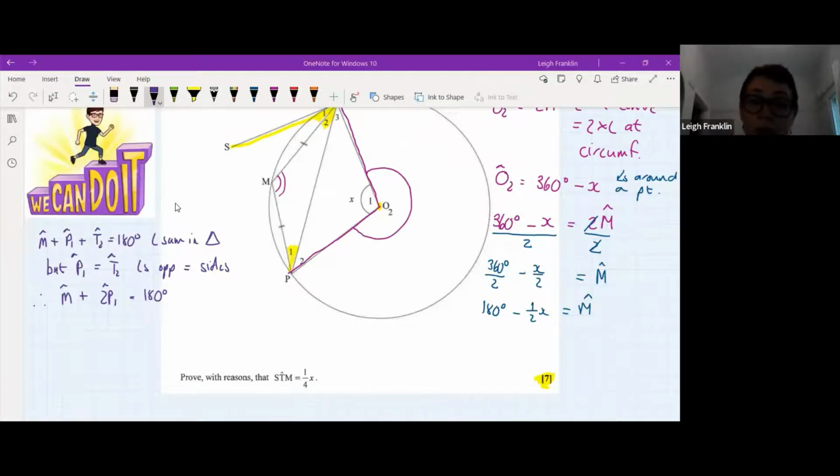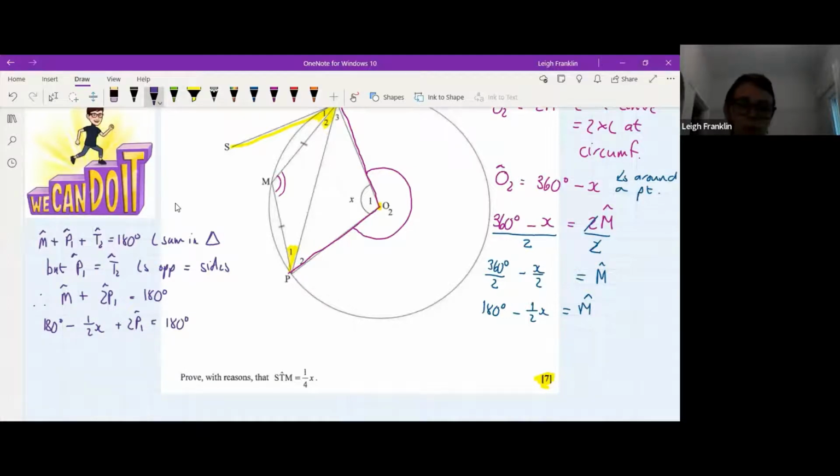Okay, so now it's time to substitute. We know that M is 180 minus half x, beg your pardon. It would have been a bit of a disaster, wouldn't it? Okay, so I'm now substituting. M is 180 minus half x, plus 2 of P1 gives us 180.